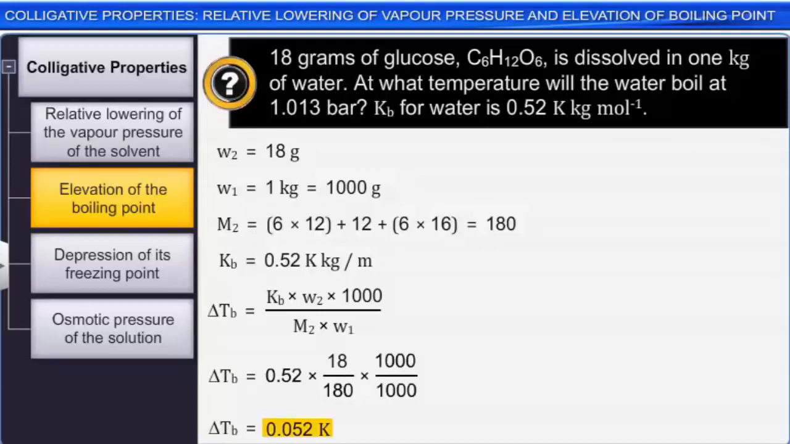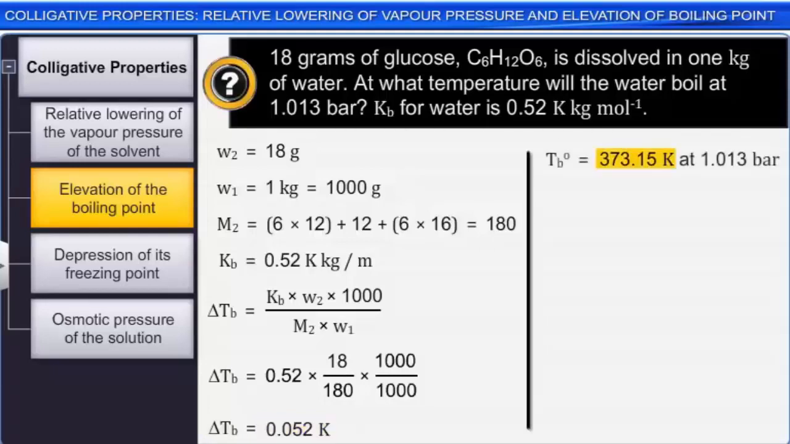Since water boils at 373.15 Kelvin at 1.013 bar pressure, the boiling point of the solution, Tb, can be calculated as Tb is equal to Tb naught plus delta Tb, or 373.15 plus 0.052, which is equal to 373.202 Kelvin.